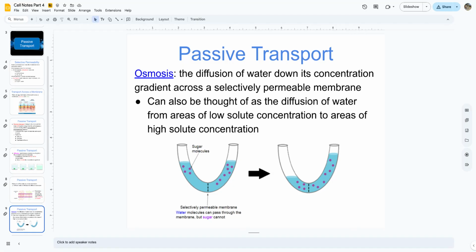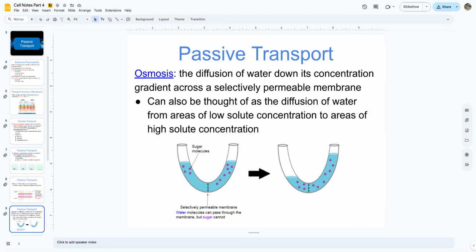Now we're going to get into osmosis. Osmosis is just a diffusion of water from high to low concentration through a selectively permeable membrane. Okay, so it's essentially the diffusion of water is another way to say it.